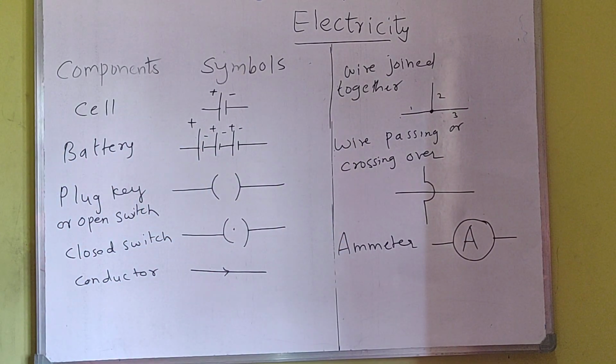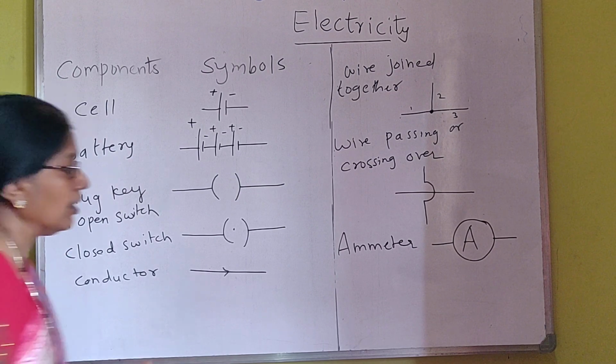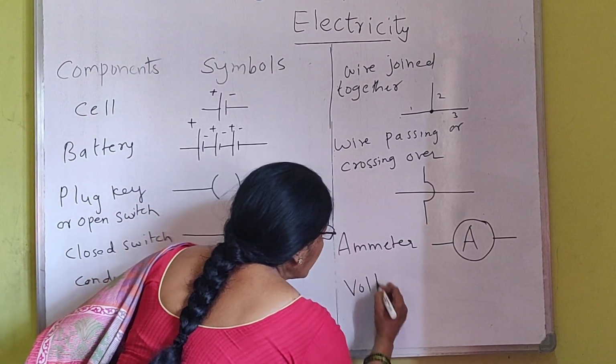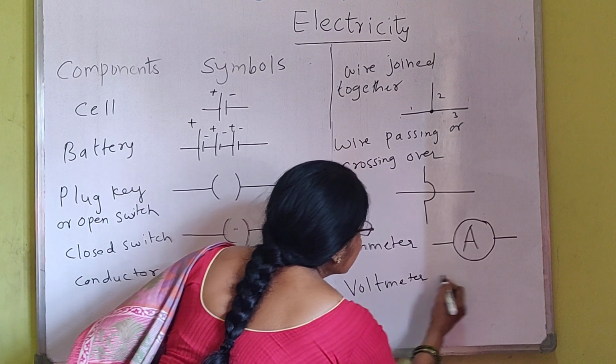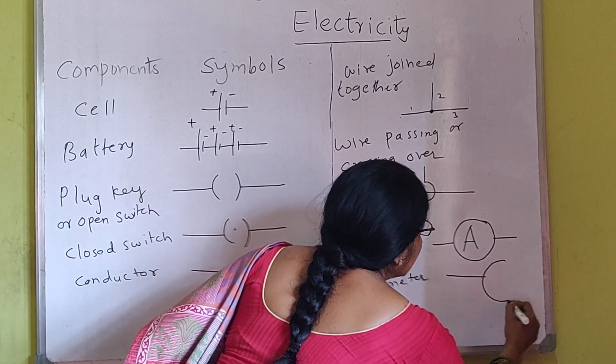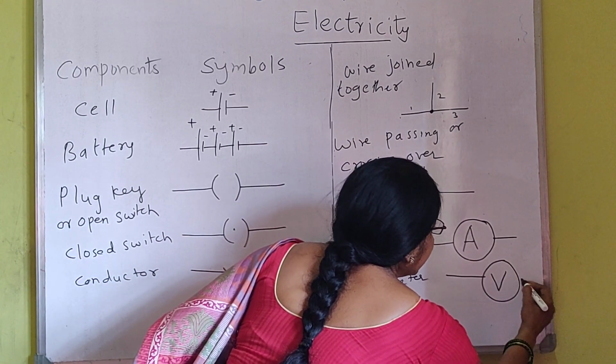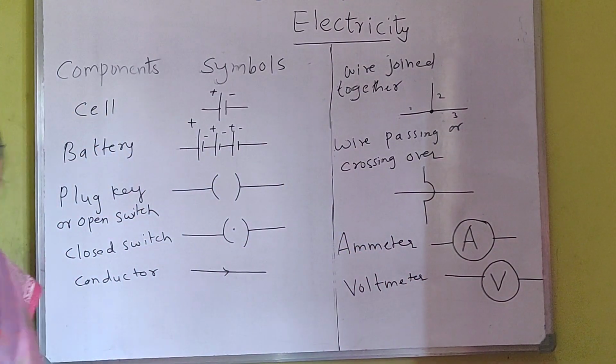We saw that the potential difference is measured by a voltmeter. How to represent the voltmeter in a circuit by a symbol? The symbol used for voltmeter is: draw a circle, write V inside it, which represents it is a voltmeter.